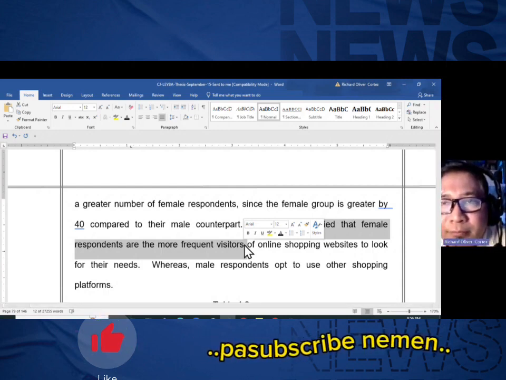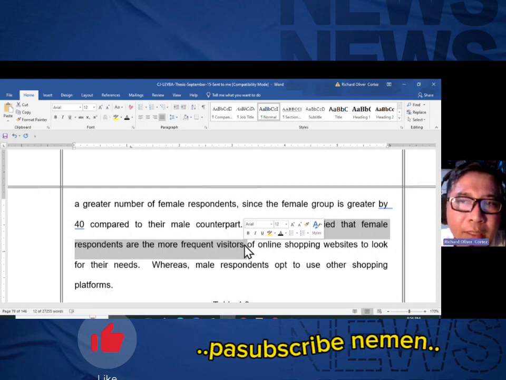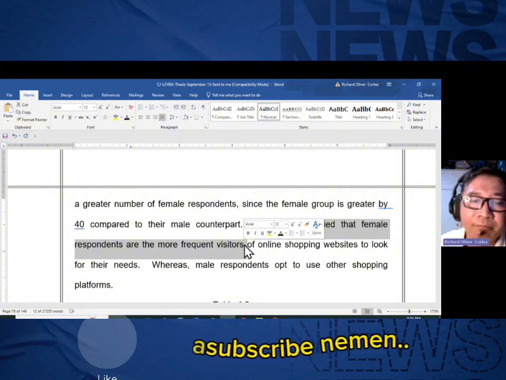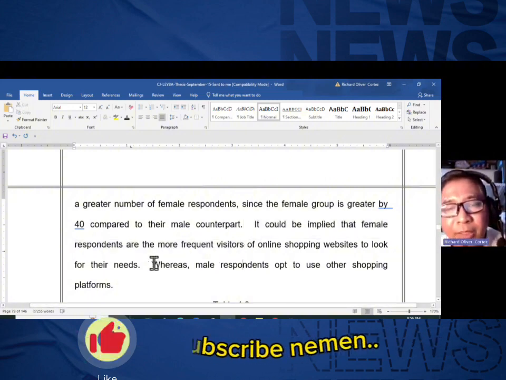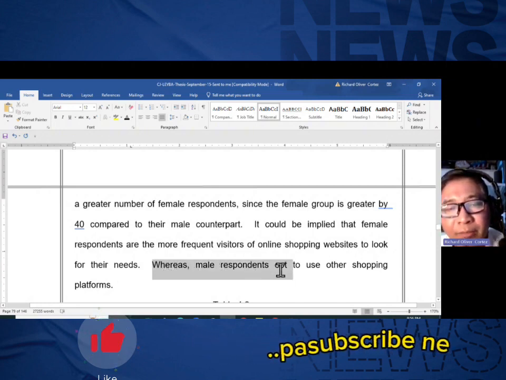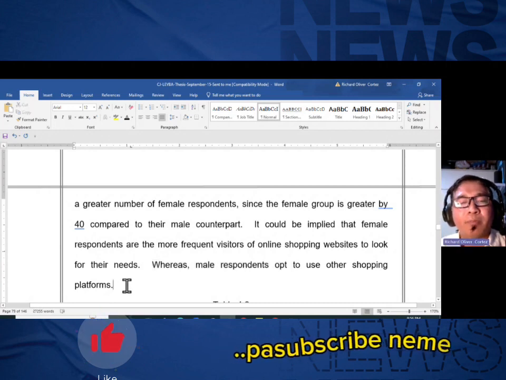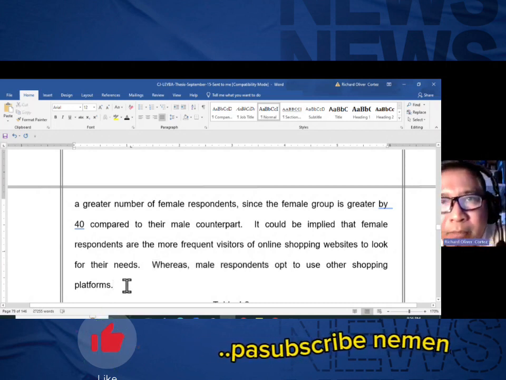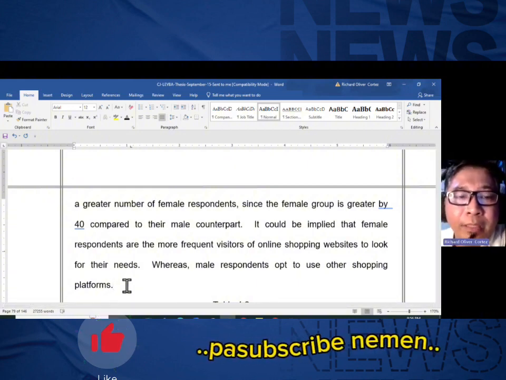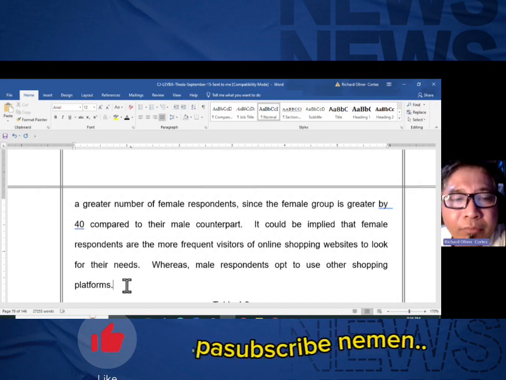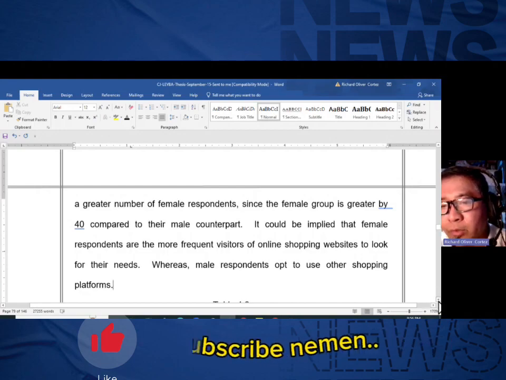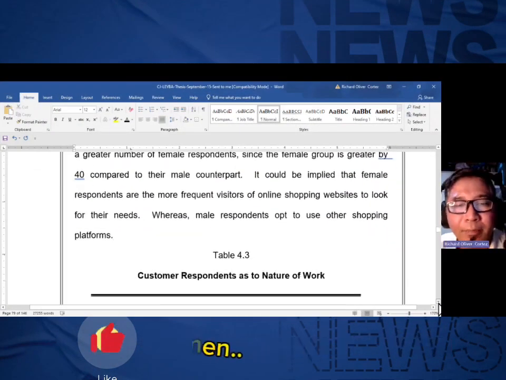That is the reason why 70% are females and only 30% are males. The reason why there are few male respondents is that they opt to use other shopping platforms. Maybe the male respondents don't like online shopping. Maybe they like the traditional store platform, the physical, brick and mortar type of platform. Those are the reasons. So it depends on how you are going to interpret the data presented.